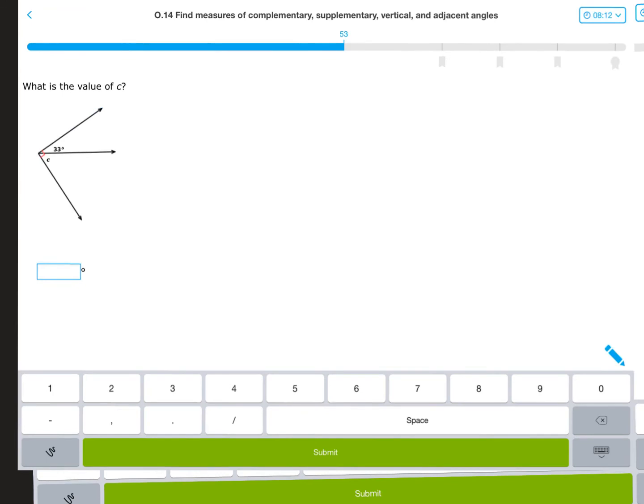Okay, so I'm going to do one more example for complementary. This one looks a little bit different. So first thing you should notice, if you look at your angle, there's that 90-degree angle. So you know that these adjacent angles, these two angles that are next to each other, are complementary, right? So complementary are two angles that add up to 90.